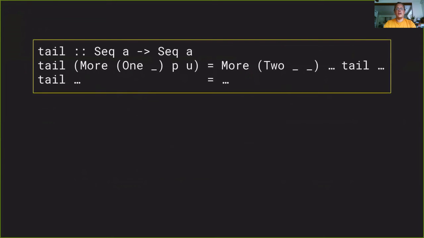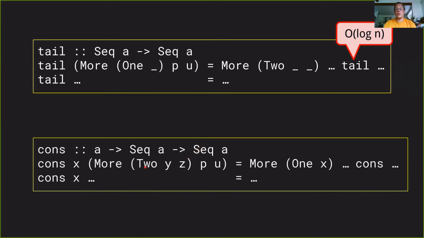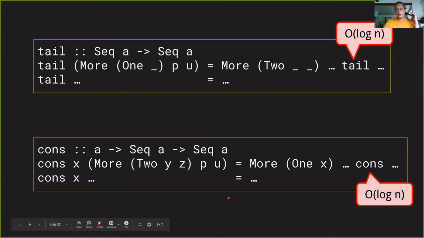Well, they are not constant right now. So if we look at tail, there's one interesting case where tail does recursion, which is when the sequence starts with a 1. In all the other cases, it doesn't do recursion. So only when the sequence starts with the 1, it's logarithmic time. And cons, only when the sequence starts with a 2, it does recursion, but no other cases do recursion. So only when it starts with a 2, it's logarithmic.